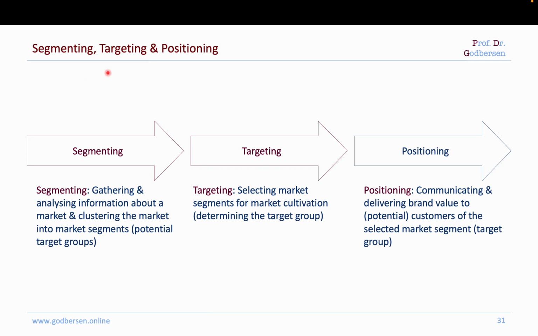Very briefly, what is segmenting and targeting in general? Segmenting is gathering information about an overall market, then analyzing this information and clustering the market into submarkets, which are called market segments and are also your potential target groups. After segmenting, you have potential market segments you might want to cultivate. But which of these market segments you cultivate and approach, that is what you decide with targeting. Simply selecting the market segments that you go for. In other words, you determine who is your target group.